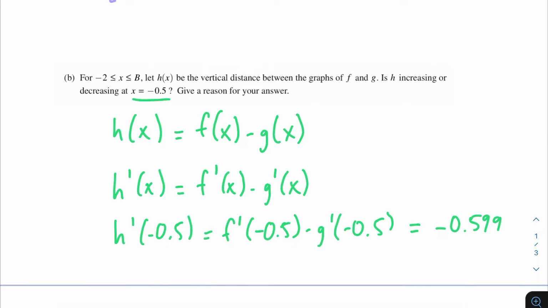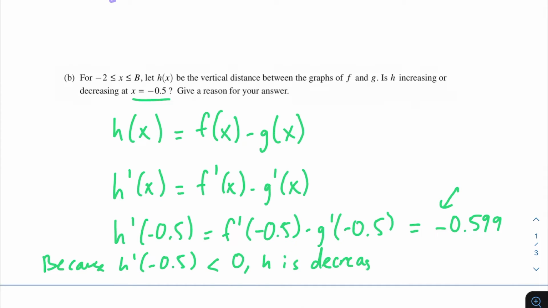Okay, so remember that if this is a negative value, if the rate of the vertical distance is a negative value, that means it's going to be decreasing. Okay, so we can write that out. Because h prime of minus 0.5 is less than 0, h is decreasing at x equals minus 0.5.